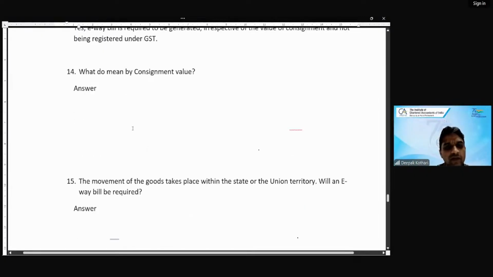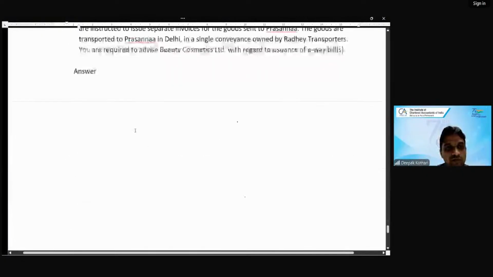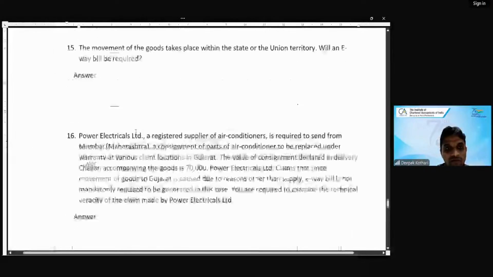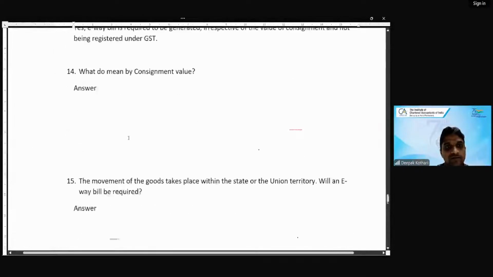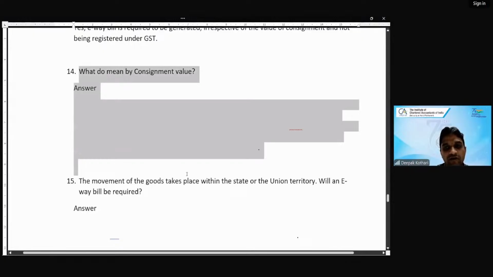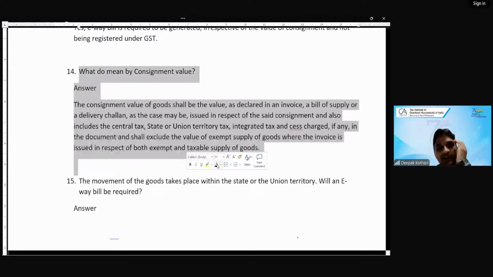What do you mean by consignment value? Okay, now we'll quickly go. I'll not wait for the answers. When we come to the practical, that time I will tell you.